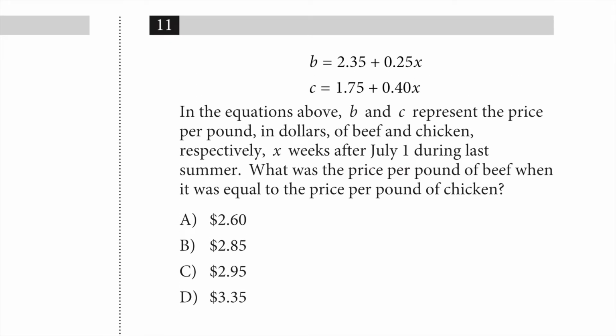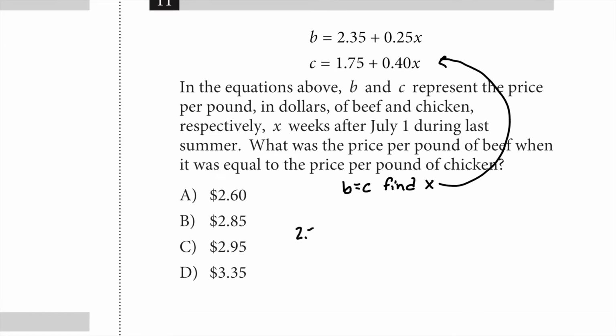Now we're given two equations. In the equations above, B and C represent the price per pound in dollars of beef and chicken respectively, X weeks after July 1st during last summer. What was the price per pound of beef when it was equal to the price per pound of chicken? So what it wants us to do is set B equal to C and find X. And then we're going to substitute X back into one of the equations.